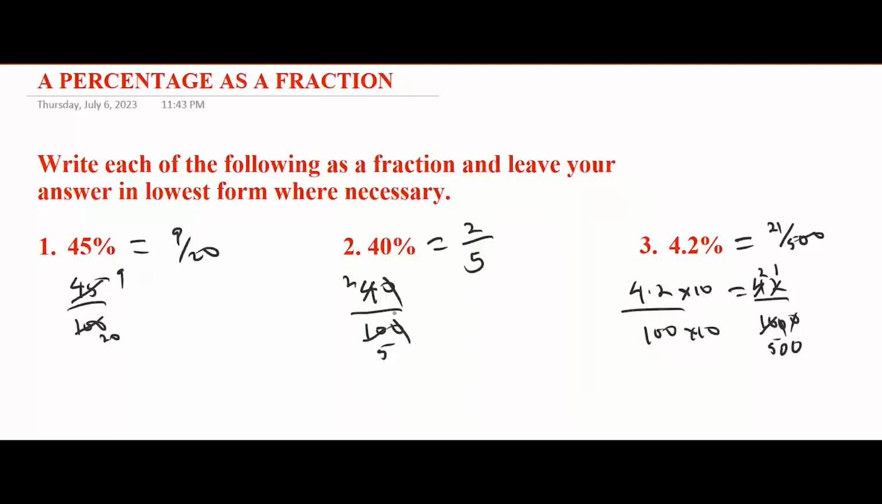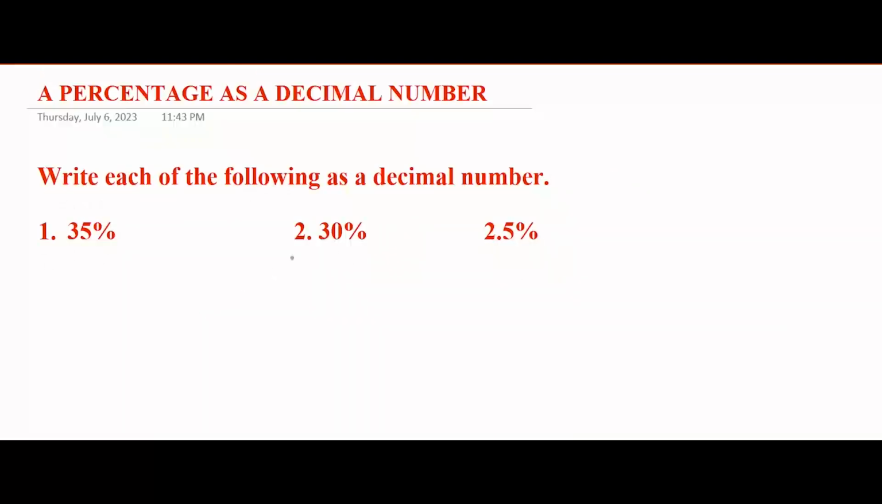Also, let's see how to write a percentage as a decimal number. Write each of the following as a decimal number. The first one is 35%, written as 35 out of 100. You know that when you are dividing by a power of 10, you shift the decimal point backward. Currently 35 is the same as 35.0. Since we are dividing by 100, we have two zeros. So we need to shift the decimal point backward 2 times, 1 and 2. So the decimal point will be here. That will be 0.35.